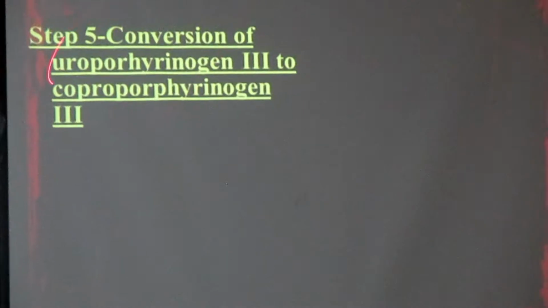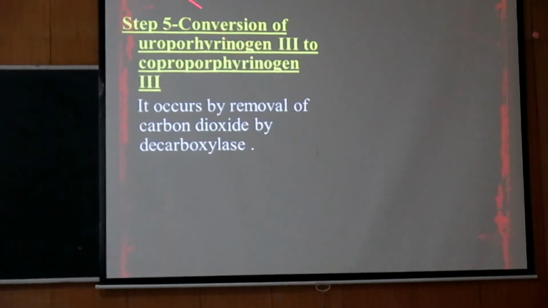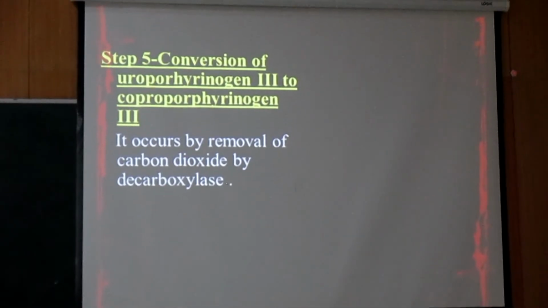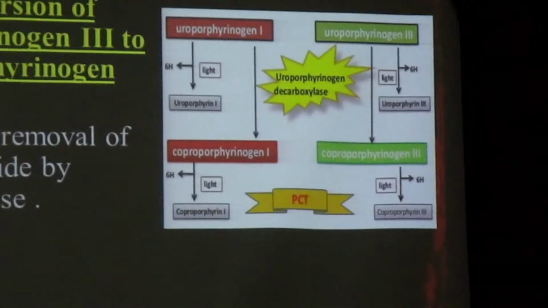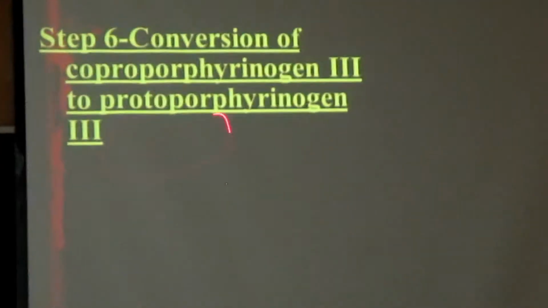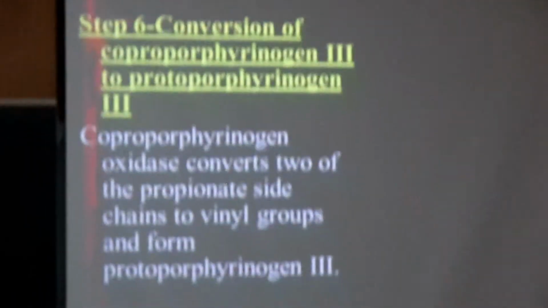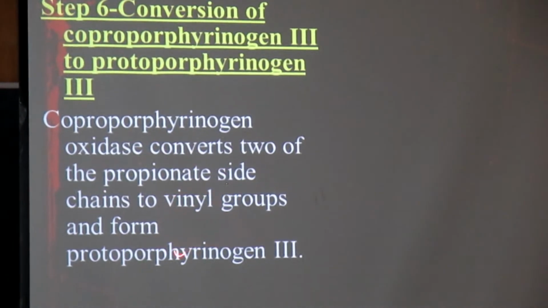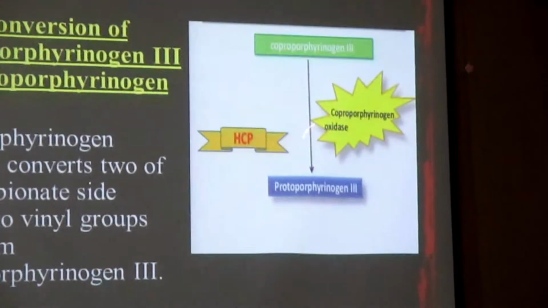Next is the conversion of uroporphyrinogen III to coproporphyrinogen III. Uroporphyrinogen III contains acetyl groups in its ring. Those acetyl groups are decarboxylated to form methyl groups in coproporphyrinogen III in the presence of the enzyme uroporphyrinogen decarboxylase. Next step is conversion of coproporphyrinogen III to protoporphyrinogen IX. Coproporphyrinogen III, which is synthesized in the cytosol, is transferred back to mitochondria, and here the propionate groups are replaced by vinyl groups to form protoporphyrinogen IX in the presence of the enzyme coproporphyrinogen oxidase.